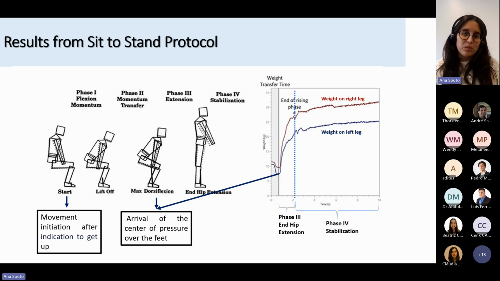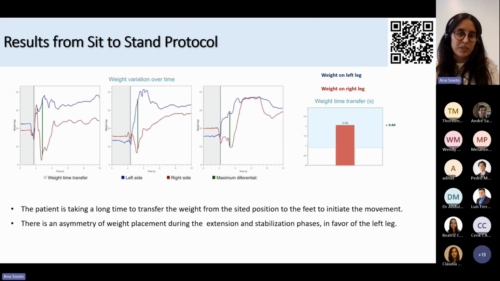Then we go into the rising phase. Okay, so the extension phase, we have it here. And then we have the stabilization. So the person extends the body, and then he has to stabilize now over a narrow and a more unstable base of support. So we measure here the weight transfer time, okay, and again the rising phase and the stabilization phase, okay. So let's see the results we've got.